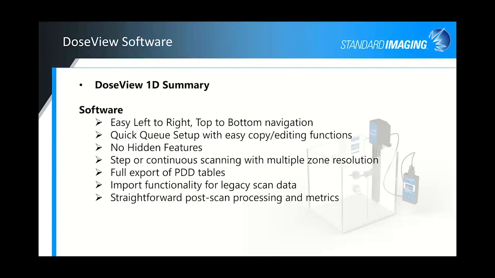The stepper continuous scanning actually comes over from the 3D. It is only step measurements in the DoseView 1D water phantom. If you're using the 3D water phantom and you want to do depth measurements, that can be done both step and continuous. You've got the import functionality. Another thing I didn't mention, if you've got an older system that you want to analyze within the software here, say PTW or IBA tank measurements, you can import those and view, analyze and compare those within the DoseView software as well. And then we've got the very straightforward post-scan processing and metrics as well.